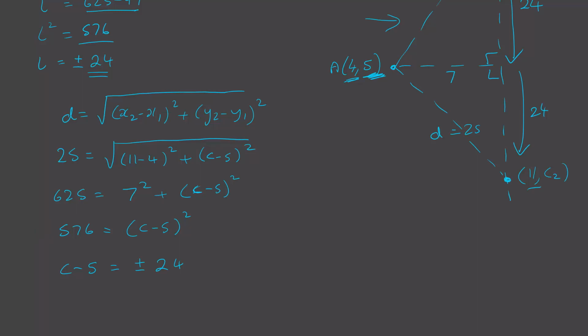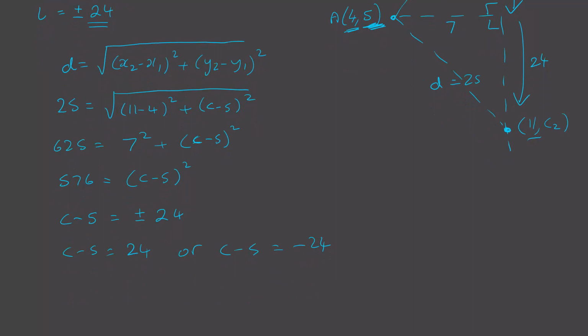So C minus 5 is equal to 24, or C minus 5 is negative 24. Adding 5 to both sides of this equation gives me C equals 29, and adding 5 to both sides of this equation gives me C is negative 19.